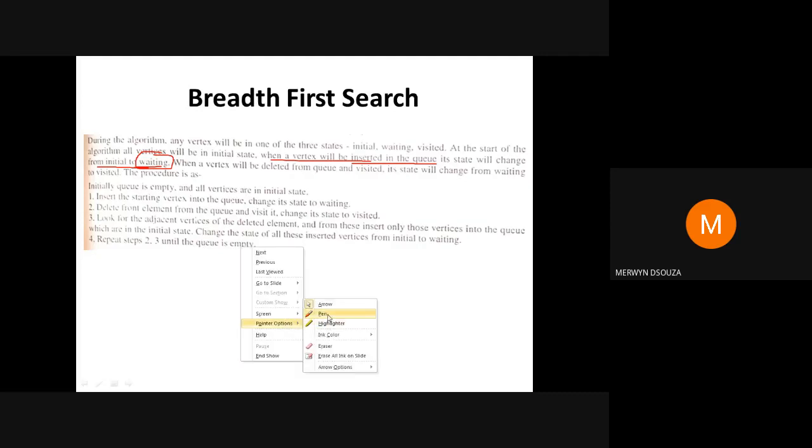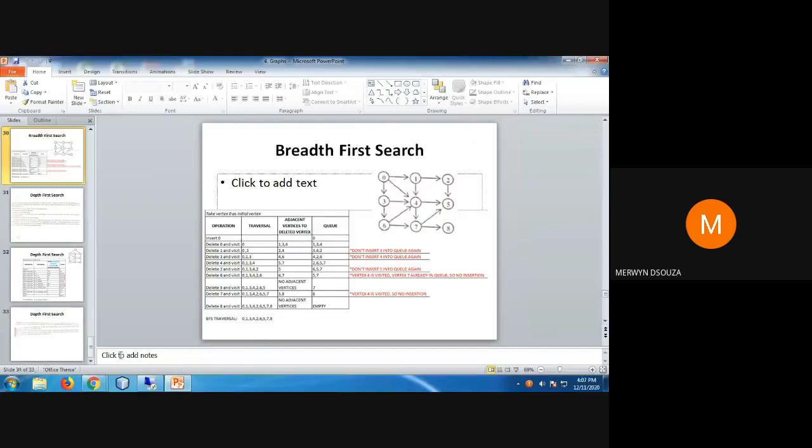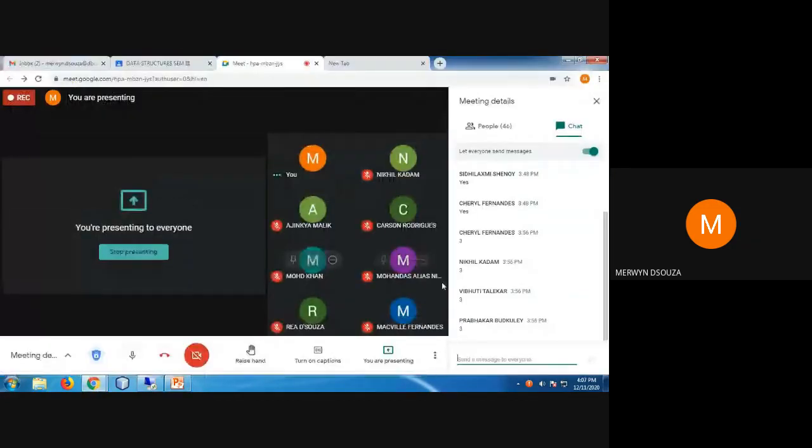Now which vertex are you going to delete? Can you tell me in the chat? These are your options, don't look at the remaining. Can you write the answer in the chat? Which is the front? The first element at the front will be deleted. So which is the element at the front? Yes, correct. So you will delete it.